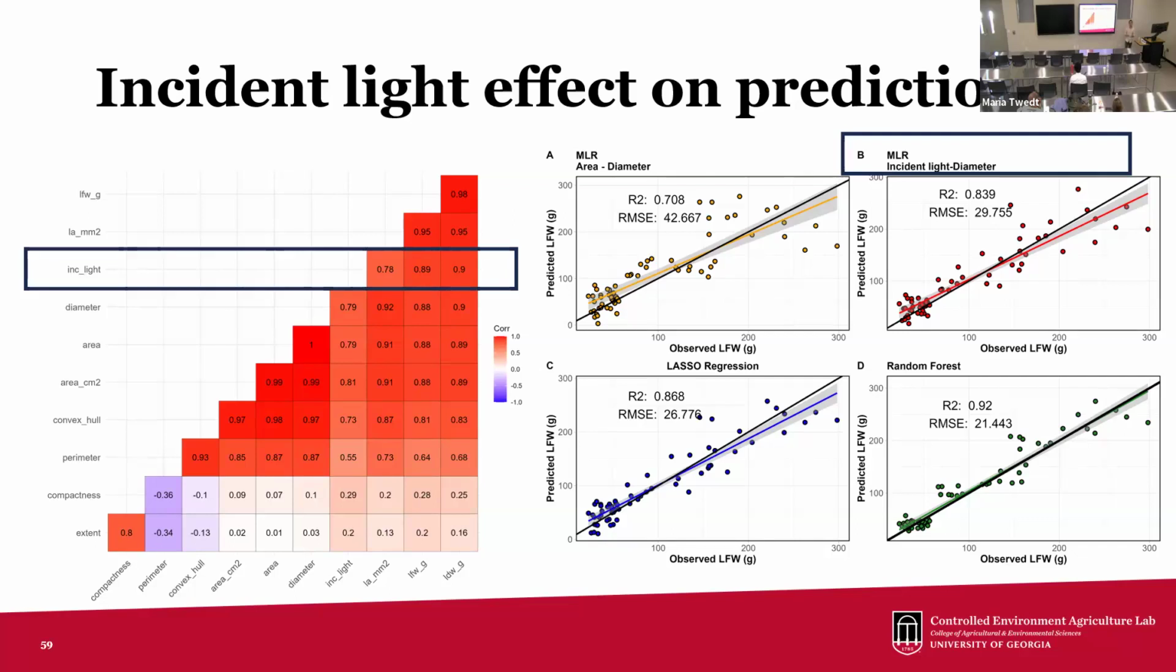What I'm trying to convey with this is that incident light gives broader information, helps us explain more of the variability, in this case of leaf fresh weight, by adding that sensor information within the image derived frame.